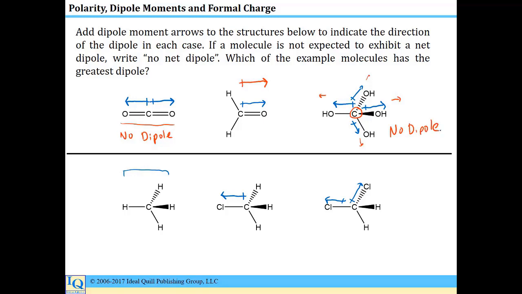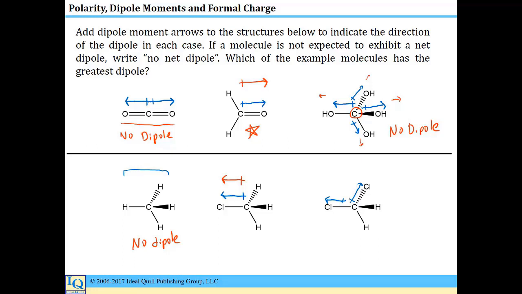And this question is asking you which example molecule in each row has the greatest dipole. That would be this one for the first row. In the second row, this has no dipole because there aren't any polar bonds. And then this one has a dipole going in that direction. There's only one polar bond. Here you have two polar bonds.